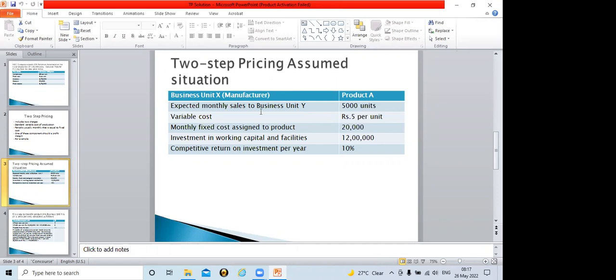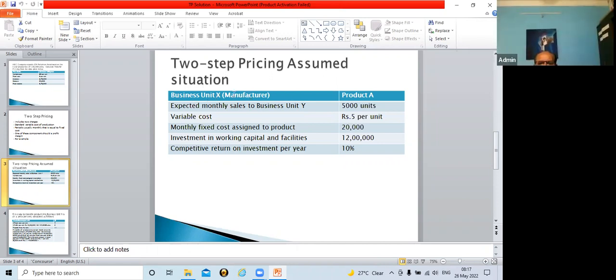Now this two-step pricing assumed situation, there are two columns: business unit, which is a manufacturing company, and the second column, the product which is produced by this manufacturing company. The unit name is X. Under one company, there are two units.